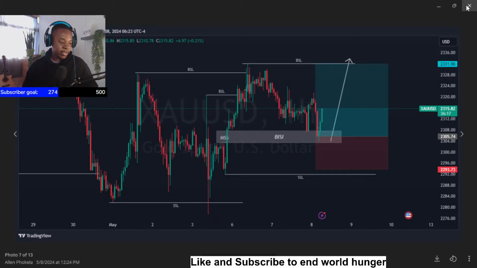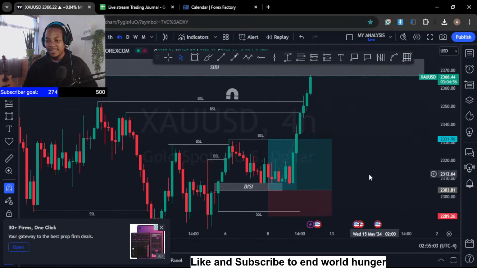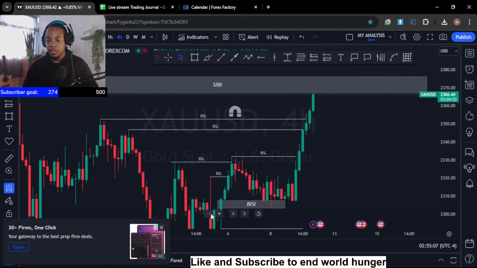As you can see, price from there just took off. So that was a great trade.